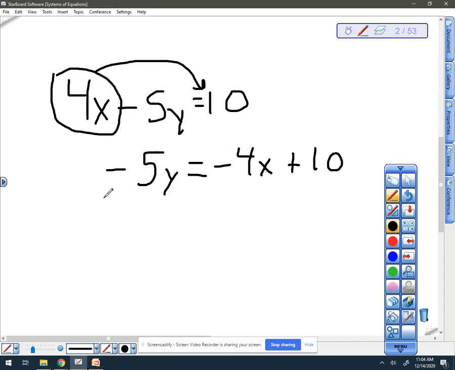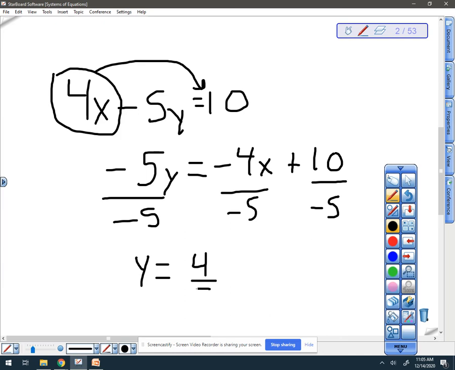Step 2, divide everything by what's in front of the y. So negative 5, negative 5, negative 5. Negative and negative make a positive. 5 divided by 5 is 1. So all I have is y. Negative and negative make a positive. 4 divided by 5 is a decimal. We don't want that, so we just leave it 4 over 5x. Positive and a negative make a negative. 10 divided by 5 is 2.